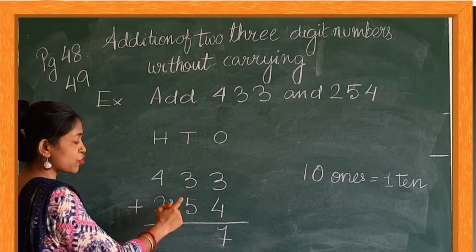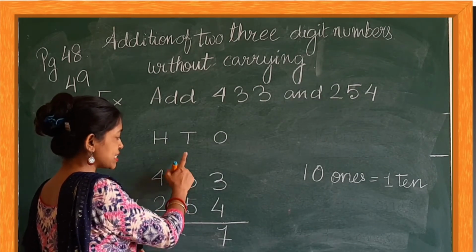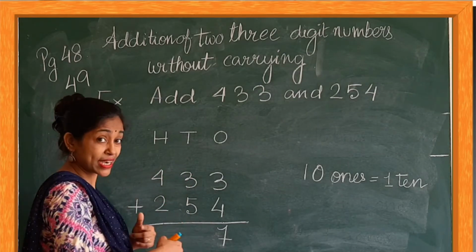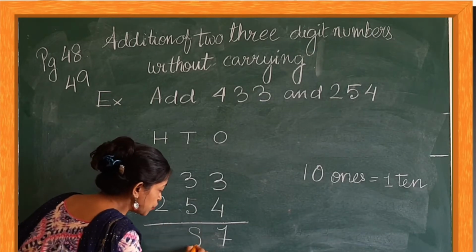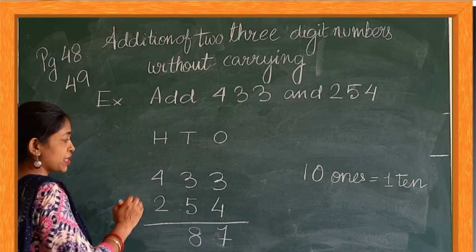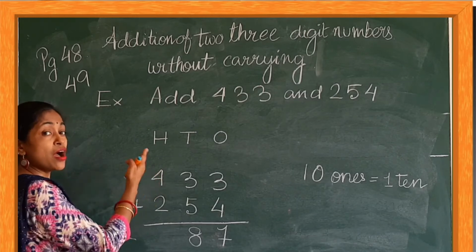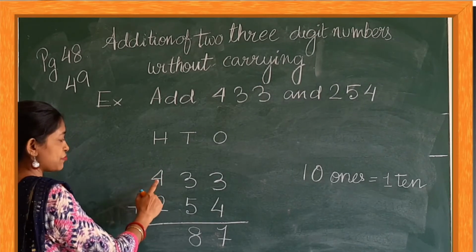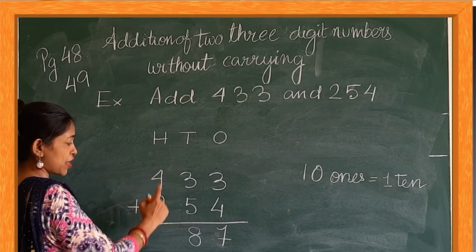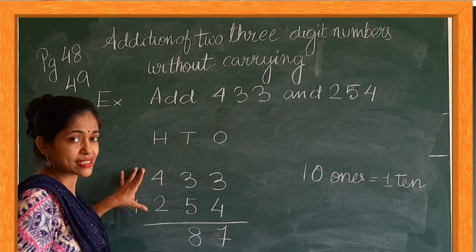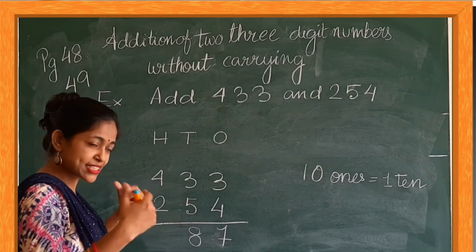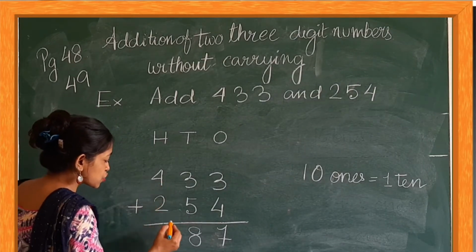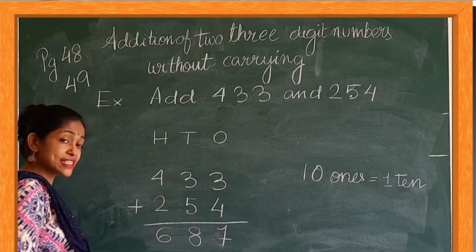How much do we have on the tens place? 3 tens, 5 tens. So let's add 3 plus 5 is equal to 8 tens. Now let us proceed to the hundreds place. We have 4 hundreds and 2 hundreds. So both the hundreds we will add. हम क्या करेंगे? दोनों को add करेंगे. So 4 plus 2 is equal to 6.